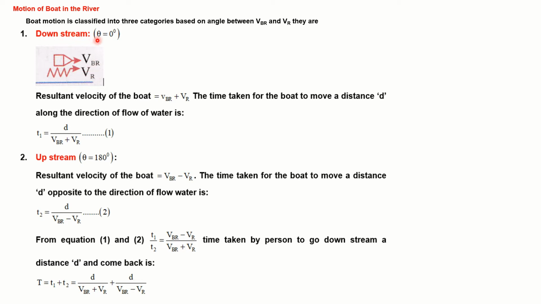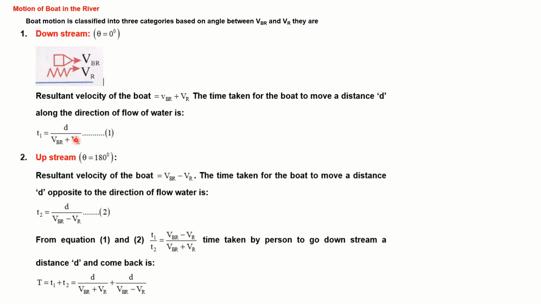So downstream means the person is moving along the direction in which the river is flowing. Both are in the same direction, and the net vector, the resultant velocity of the boat and the river, will be added up, students. The time taken for the boat to move a distance d along the direction of the flow of water: you know speed is equal to distance by time, so time is equal to distance by speed. So if it is moving downstream a distance d, the velocity of the boat will be added with the velocity of the river.